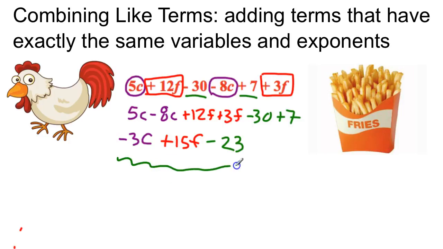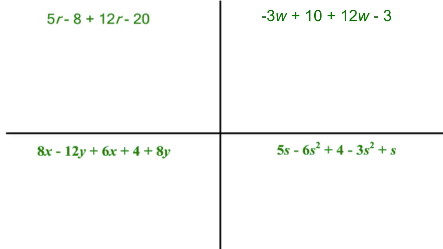Alright, so this is your simplified expression after you combined like terms. Minus 3C plus 15F minus 23. Alright, let's do these ones together. So over here we have 5R minus 8 plus 12R minus 20.